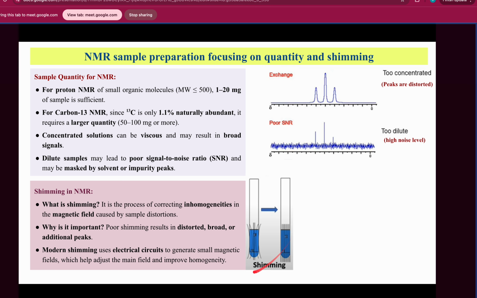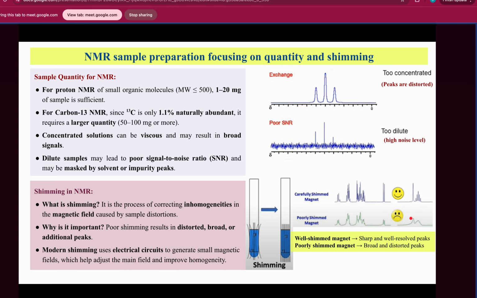So for a homogeneous magnetic field, we perform shimming using external electric circuits that generate a small amount of magnetic field to adjust the main field. In this scenario, as we can see, both of these particles experience the same magnetic field. If you have carefully shimmed the magnet, the peaks will be sharp and well resolved, and you will be able to find the difference between each peak. Whereas if the magnet is poorly shimmed, the peaks will be broad and distorted, so you won't be able to distinguish them. That is the purpose of shimming.